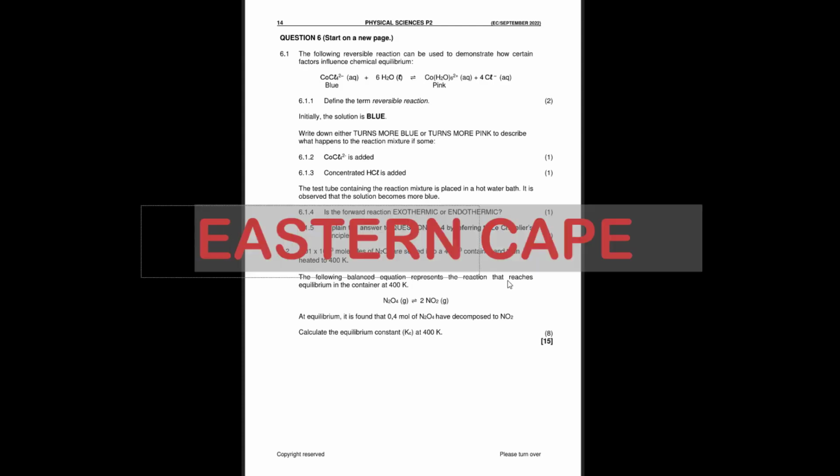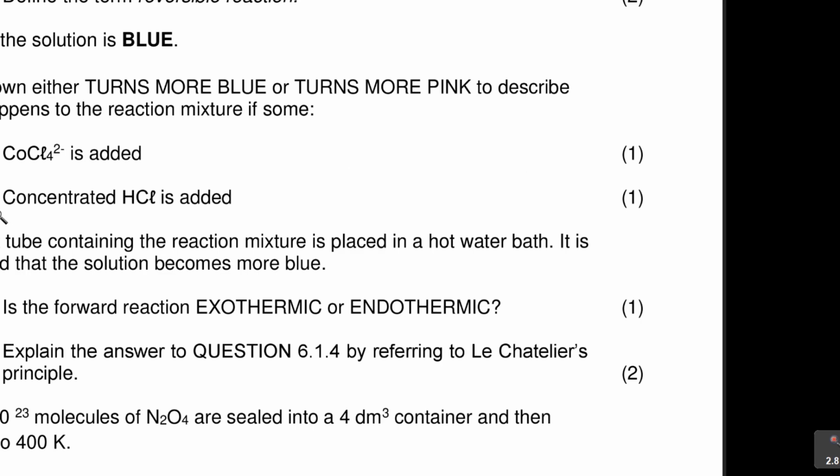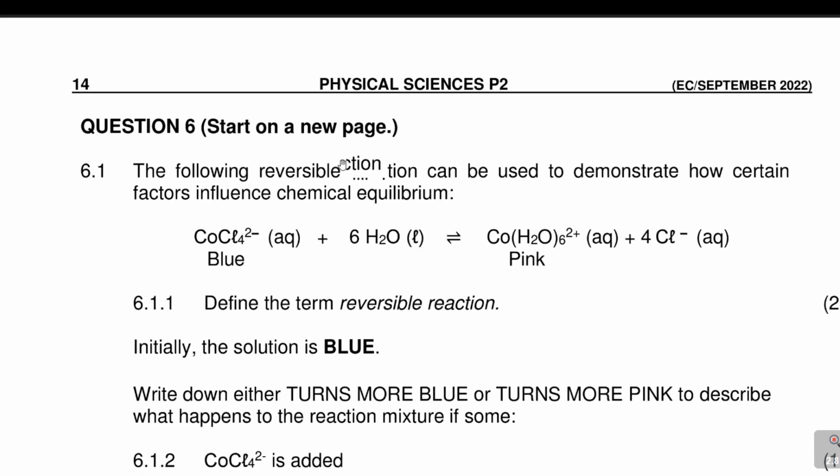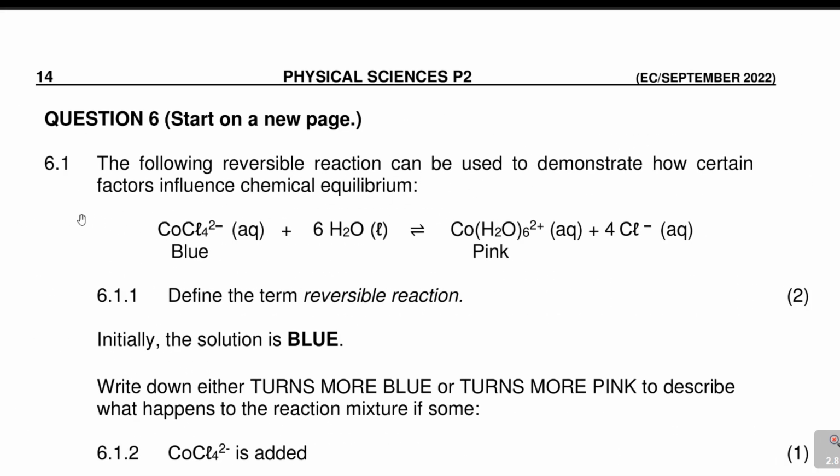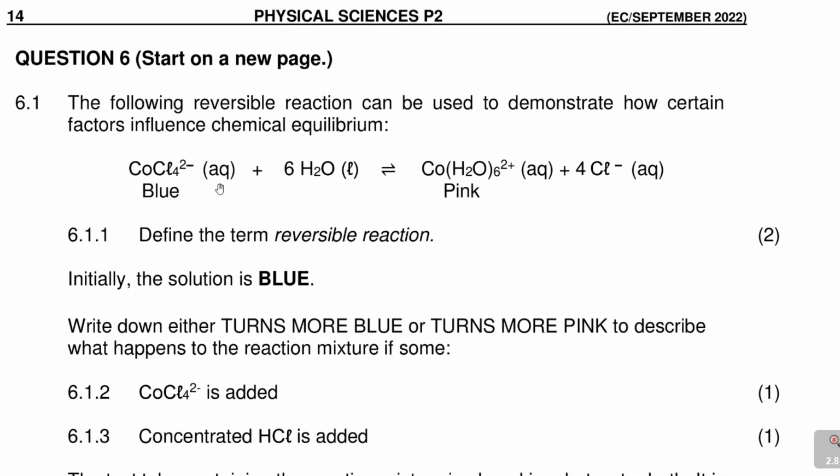First, I go on to this one, the Eastern Cape one. If you agree, okay, let's do it. Let's look at this one. Let's try to be as quick as possible. The following reversible reaction can be used to demonstrate how certain factors influence chemical reaction. Then they give us this: cobalt tetrachloride, blue, and hydrated cobalt, which is pink, plus 4HCl.